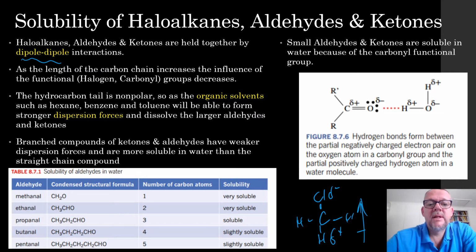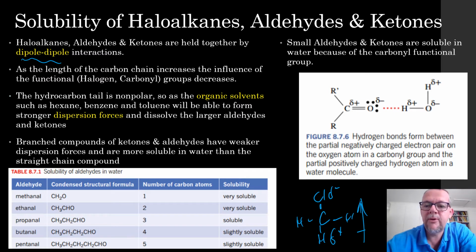Now the hydrocarbon tail, or the carbon backbone, is non-polar. So organic solvents such as hexane, benzene and toluene are going to be able to form dispersion forces with these molecules and dissolve the larger aldehydes and ketones. Now branched compounds of ketones and aldehydes have weaker dispersion forces. So remember, they're more clumped, they have less surface area, and they're going to be a little bit more soluble in water than the straight chain compound.